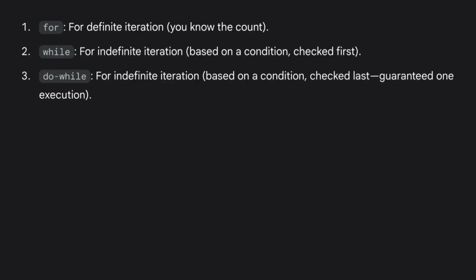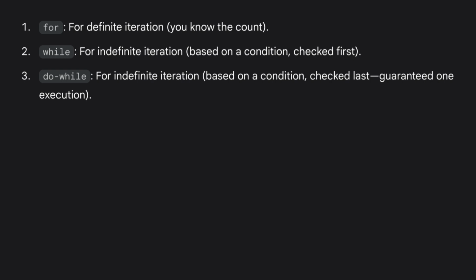You now know all three fundamental loop types. For definite iteration, you know the count. While, for indefinite iteration, based on a condition, checked first. Do-while, for indefinite iteration, based on a condition, checked last. Guaranteed one execution. These loops let you repeat code.